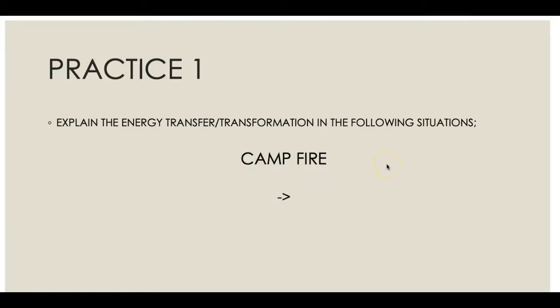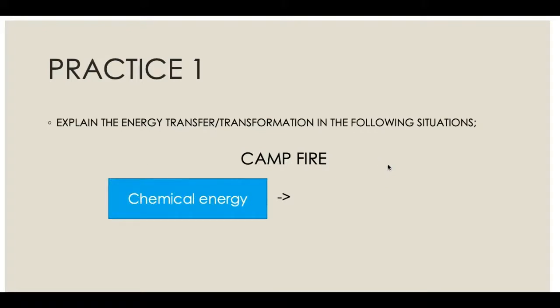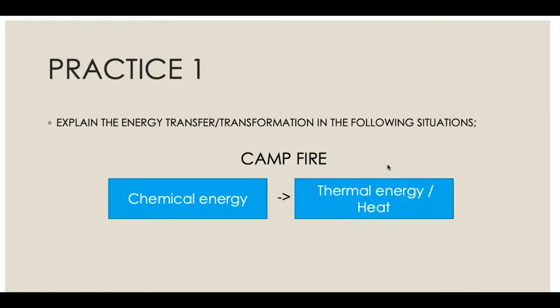For the campfire, it started with chemical energy from the wood, kept inside the wood in forms of fibers or lignocellulosics, and then it will be converted into thermal energy or heat.